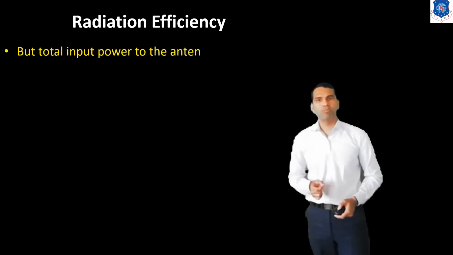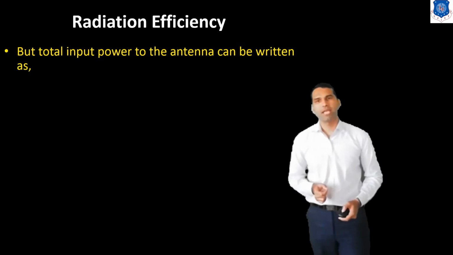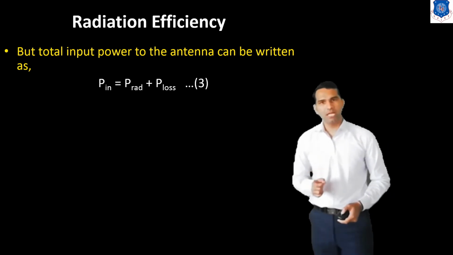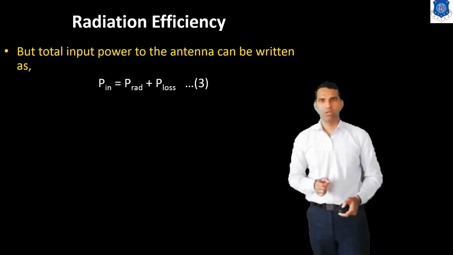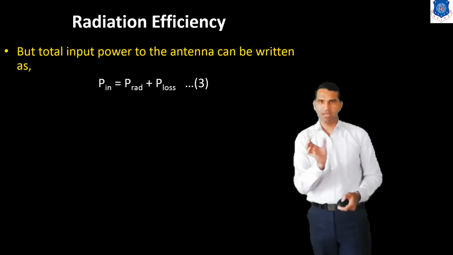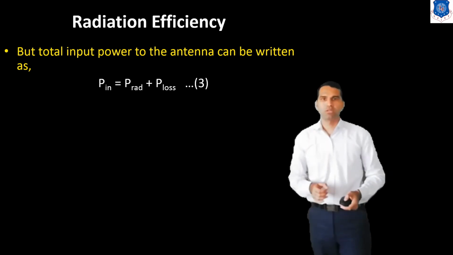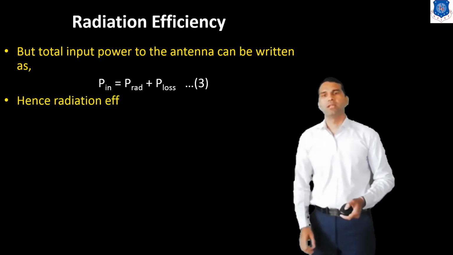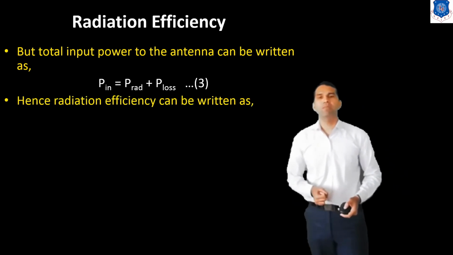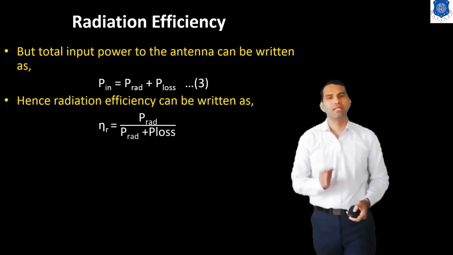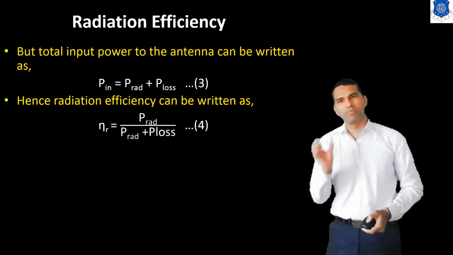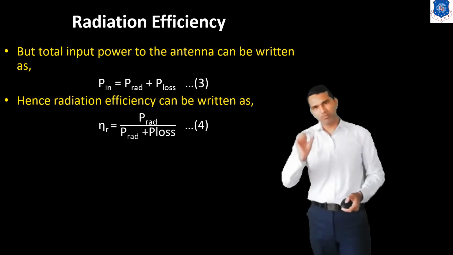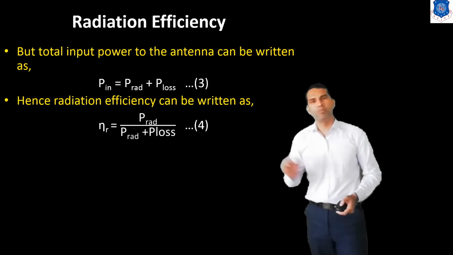But the total input power to the antenna can be written as P in equals P radiate plus P loss. P loss is nothing but the power lost due to the loss. Hence, the radiation efficiency can be written as eta R equals P radiate upon P radiate plus P loss. So we have just written P radiate plus P loss instead of P in in this equation.